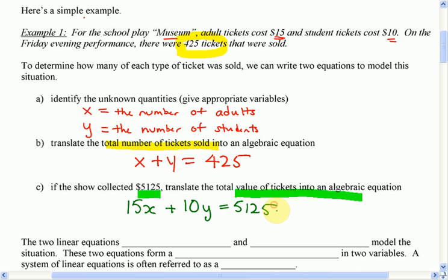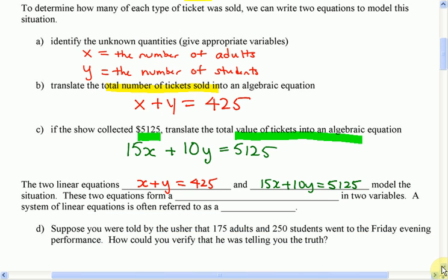Excellent. Hey, look at that, ladies and gentlemen. You just actually translated words into algebra. Bravo. And if you can do this, that's pretty much what we're going to do today. So what I want to show you now is this, the two linear equations, and let's copy them down once again. X plus Y equals 425, and 15X plus 10Y equals 5,125, okay? These two linear equations model the situation, meaning they describe the words that we talked about.